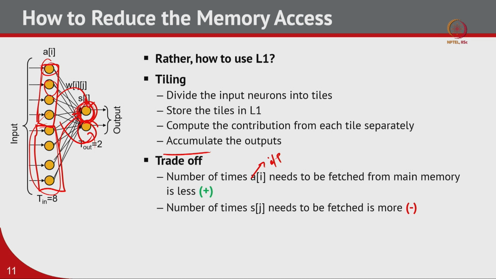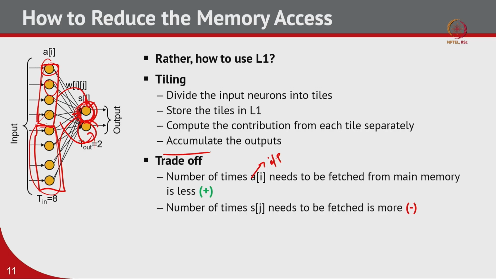Earlier, we were computing S0 completely and then going to the S1 computation. Right now we cannot do that. We have to compute the partial sum of S0 and store it, then compute the partial sum of S1 and store it somewhere. So the number of times Sj needs to be fetched is more. Again, when we go to the next tile, we have to fetch the partial sums to finish the computation.